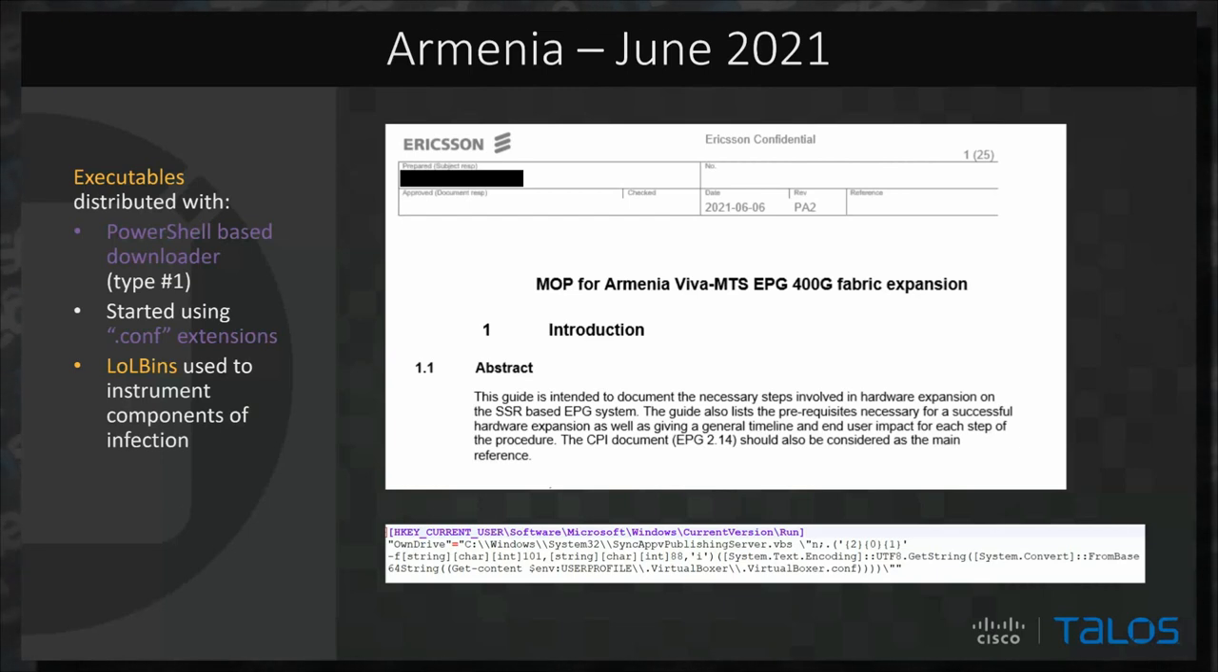Now, the screenshot that I have on the screen, by the way, is supposed to be a confidential document from Ericsson. It's a technical guide of some kind, and it pertains to Viva MTS, which is a telecom services provider in Armenia. So, you know, the attackers know what they're doing. This is basically used to target telecom communication entities in Armenia.